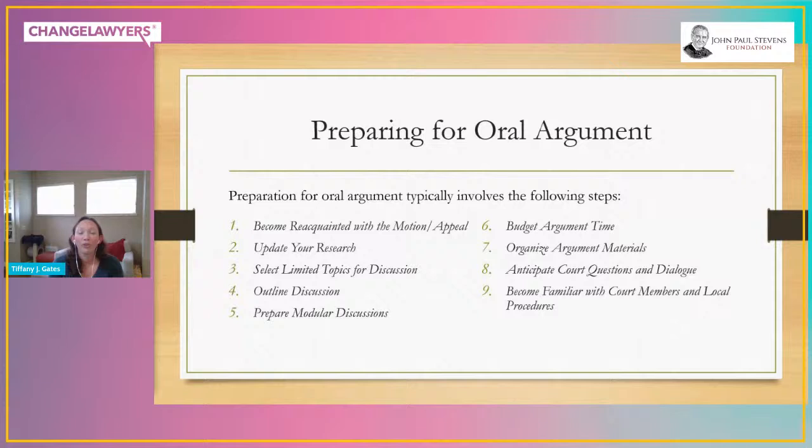After you've selected the topics that you want to focus on at argument, you'll want to create an effective outline that you can reference during your argument, to the extent you're given time to talk freely without being interrupted by the court, which we'll discuss a little bit later. You want to organize those topics in some way that's logical to you, whether it's level of importance or chronological. Again, every case is going to be different, but regardless, having an outline to help guide your conversation will be very helpful to both you and the court when you're presenting your argument.